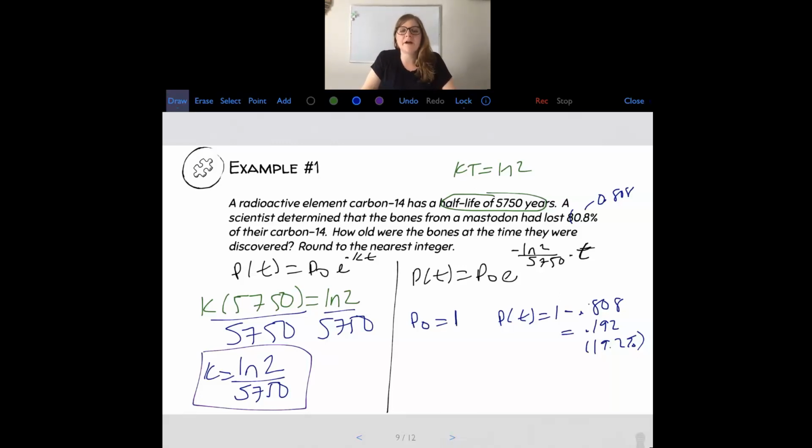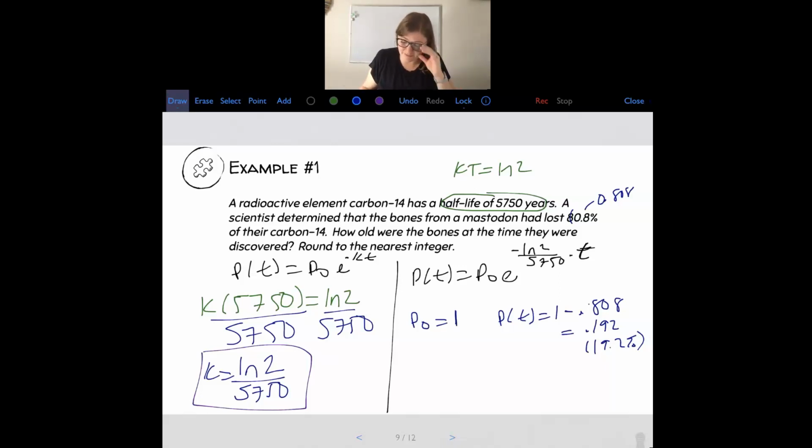Okay. Remember when we talked about discounts, if something was 20% off, you're actually paying 80% of the original. Well, here, if the scientists determined that the bones had lost 80.8% of their carbon-14, that means that 19.2% are remaining, okay? So we don't actually need to know the original amount here, or you can assume it's 1,000. You can pick any number you want. It's still going to end up the same in the end, okay?